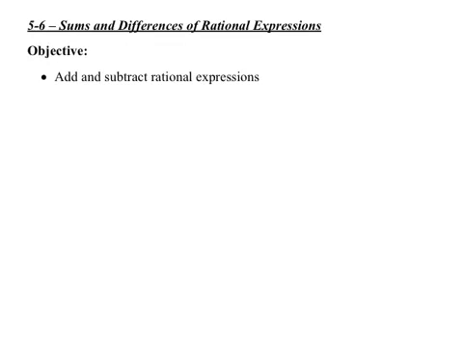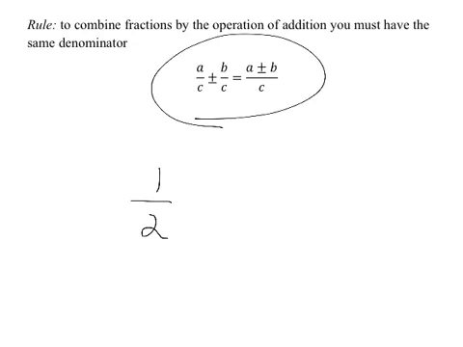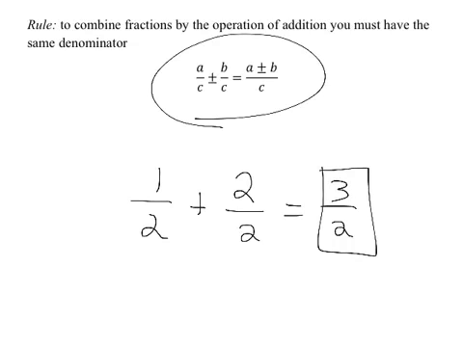Section 5.6 is sums and differences of rational expressions, and the objective here is just to add and subtract rational expressions. The simple rule that we know is that to combine fractions by addition, you have to have the same denominator, called a common denominator. And when that occurs, this rule holds true. So for example, 1/2 plus 2/2 equals 3/2. The common denominator carries over, and the sum of the numerators carries over.